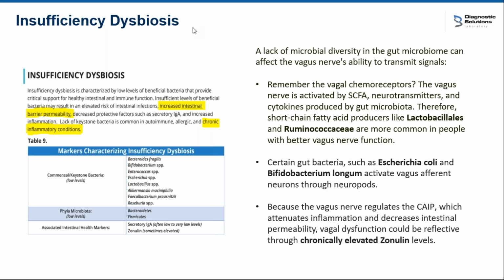You're also going to have certain bacteria like Escherichia coli and Bifidobacterium longum that, if they're present, activate the vagus nerve, which we want. But if they're lacking, you're going to have this decreased response from the vagus nerve, so this patient will have a harder time finding homeostasis.